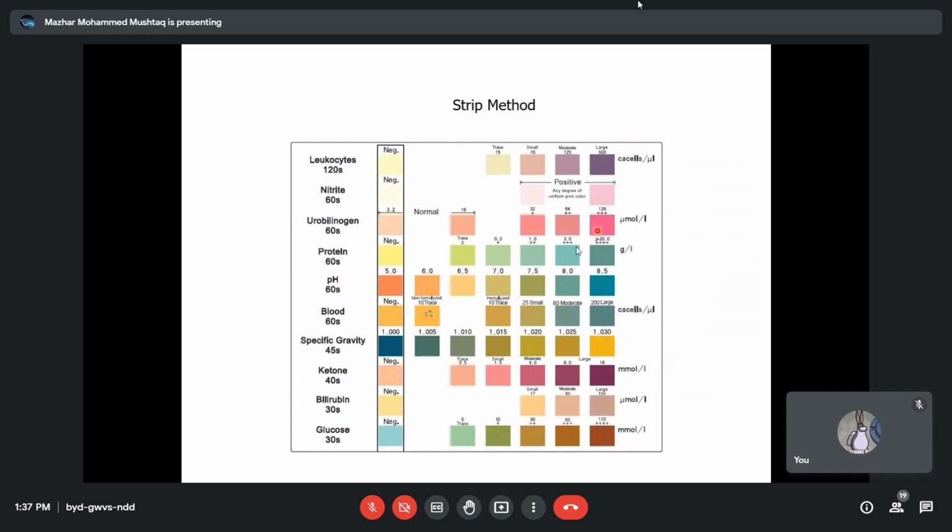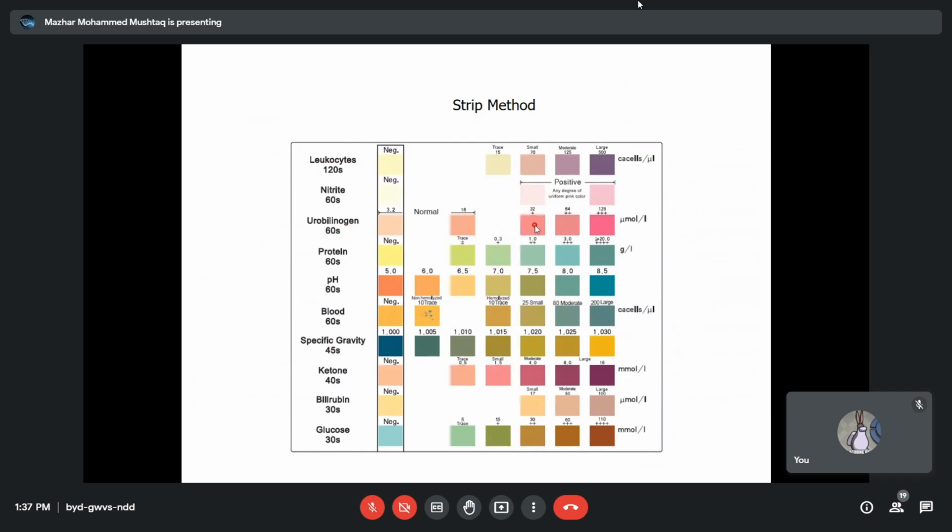So this is the strip that is used here, and you can see here the leukocyte 120, within 120 seconds it will give you the result. So at the maximum it is 120 seconds, that is roughly 2 minutes. In 2 minutes you will get all the results, and you can see all the things mentioned here. For example, the nitrite, it is either positive or negative. If it is white color, it is negative. If it is pink color, it is positive.